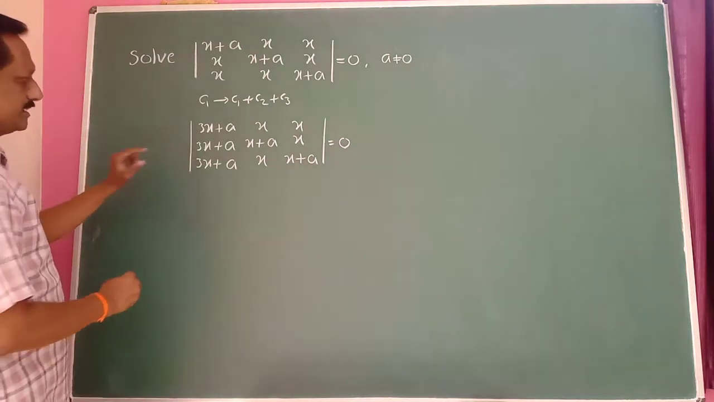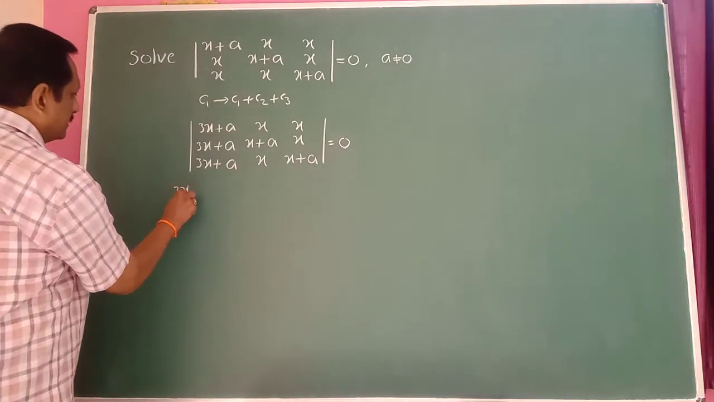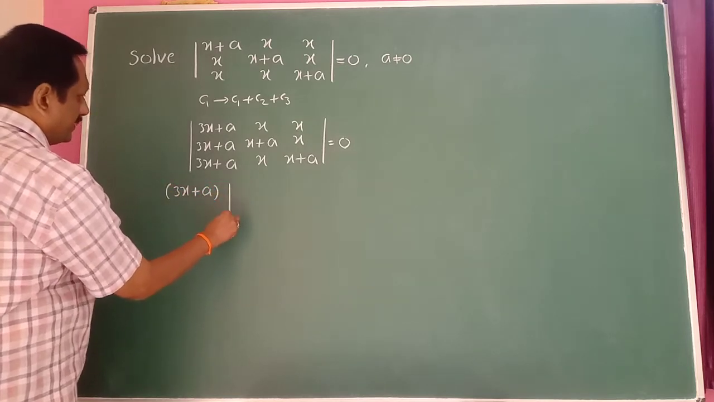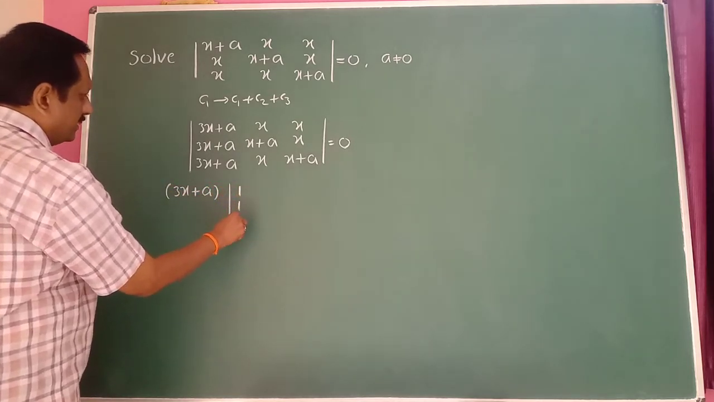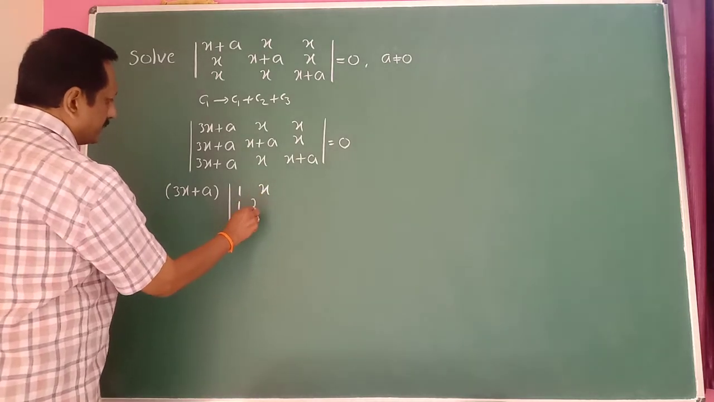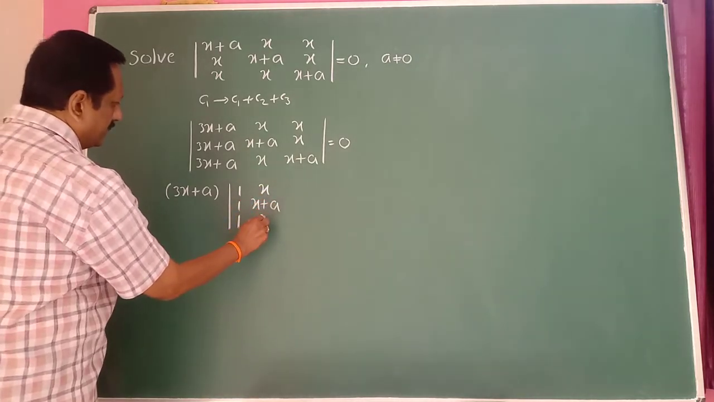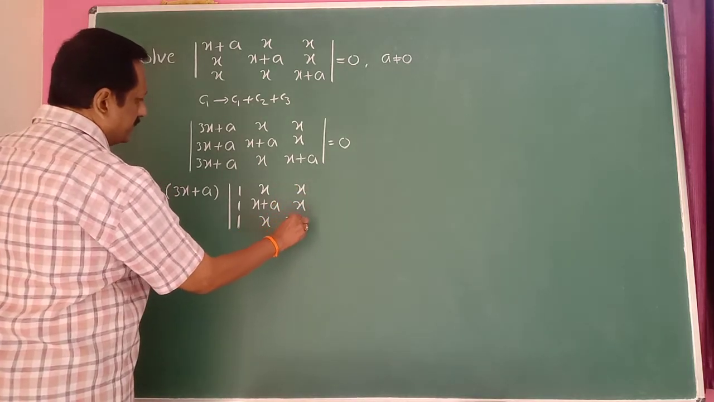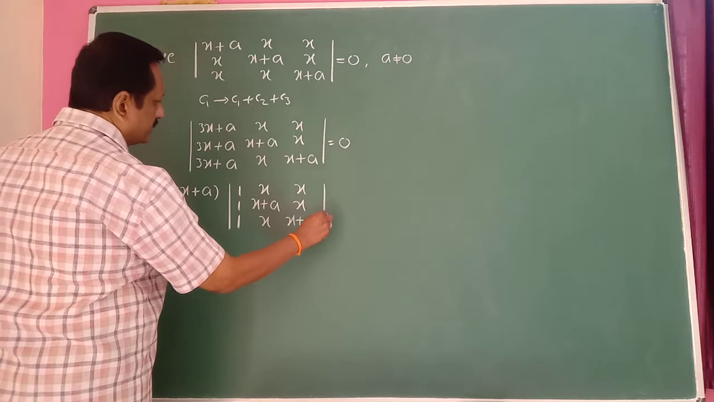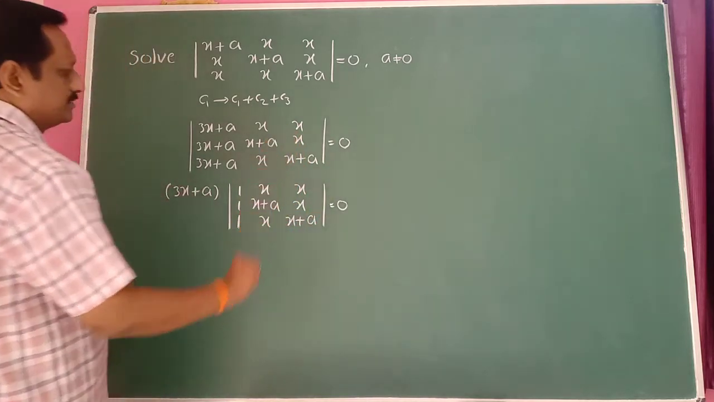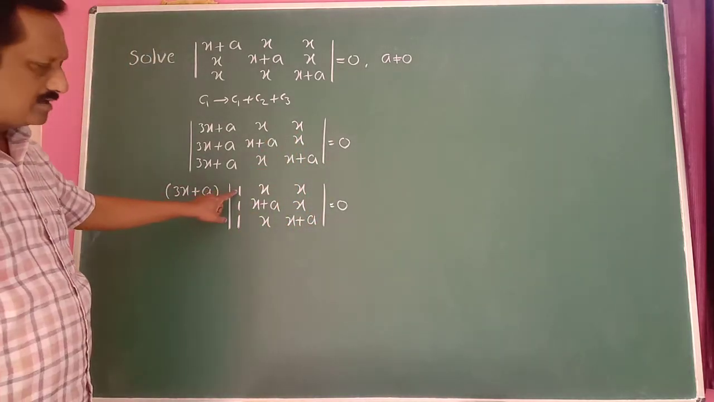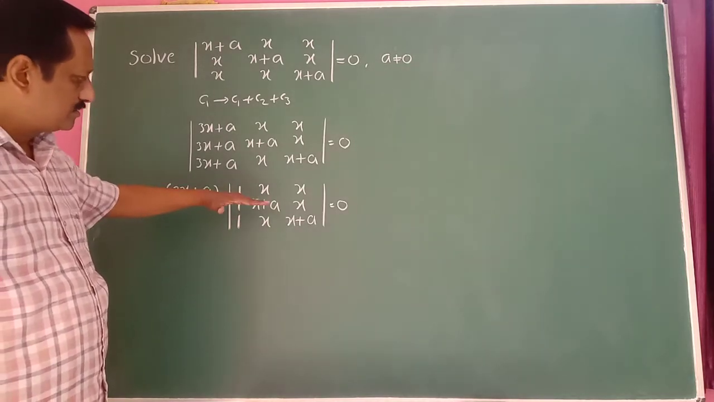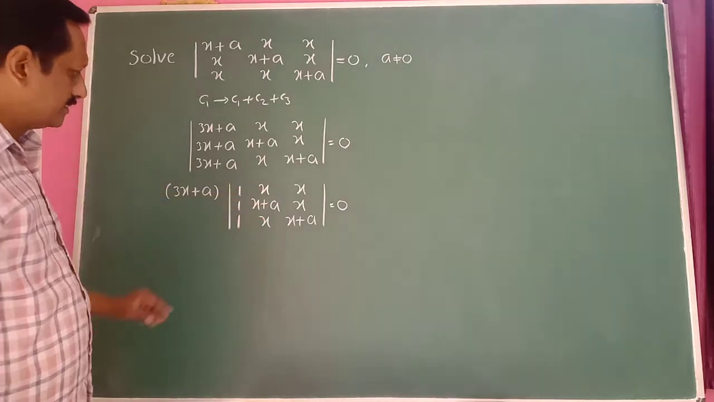Here 3x plus a is a common factor, so keep 3x plus a outside, into the determinant of 1, 1, 1; then x plus a, x; then x, x plus a. That is equal to 0. In the first column, 1 and 1 are there, so make these two terms 0. Hence R2 minus R1 and R3 minus R1.